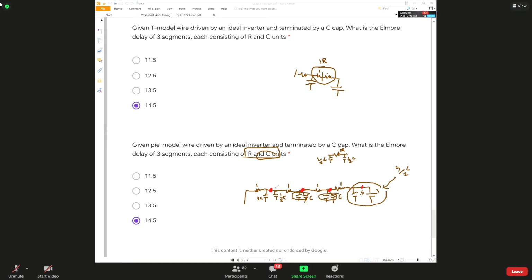What is R for this guy? 1. How many C's do you see dangling on this node? 3.5. Perfect. Plus, let's do the next one. What is R for this guy? 2. Is it because 1 plus 2, is that why? No, to the left from the inverter.